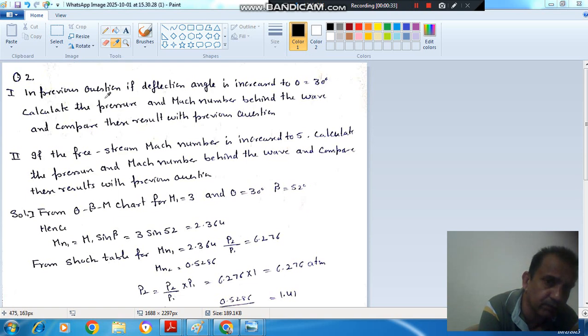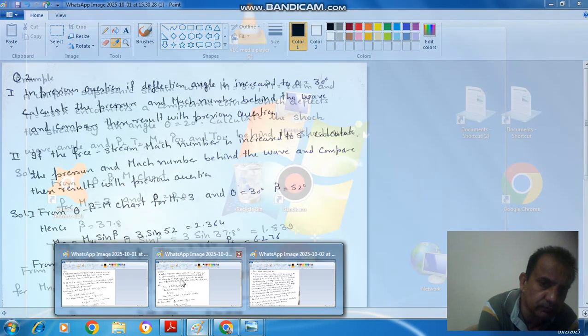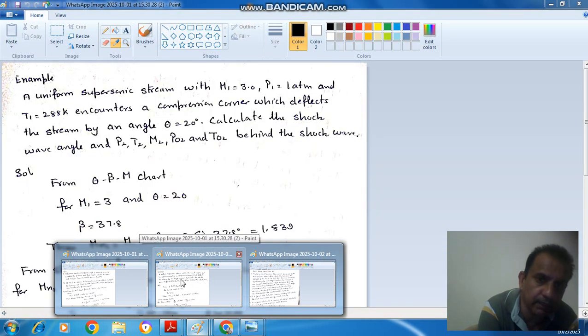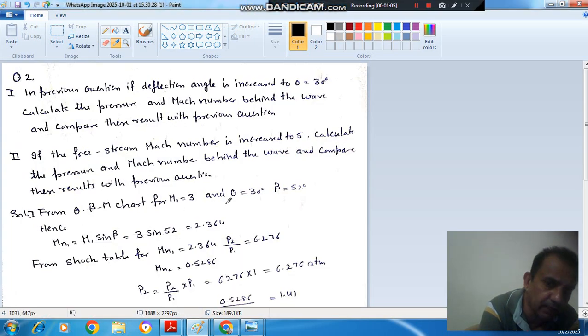First is, in the previous question, question number 1, if the deflection angle is increased to theta equal to 30 degree, calculate the pressure and Mach number behind the wave and compare the result with the previous question. In the previous question the Mach number was 3 and the angle was 20 degree. Now the Mach number is the same, that is 3, but the deflection angle is 30 degree.